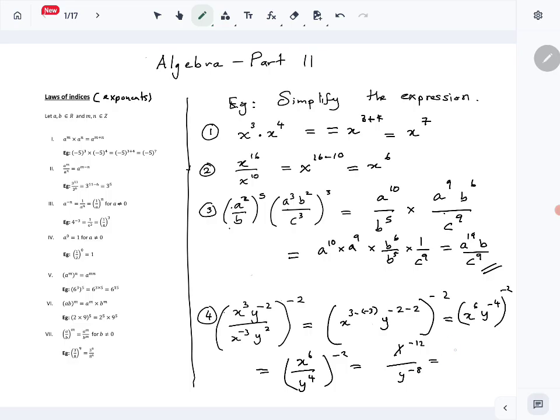Then if you want to write it in positive powers, you write 1 over x to the 12, 1 over y to the 8, then flip it and you get y to the 8 divided by x to the 12. Right. So using these 8 laws, you should be able to simplify expressions involving exponents. Right.